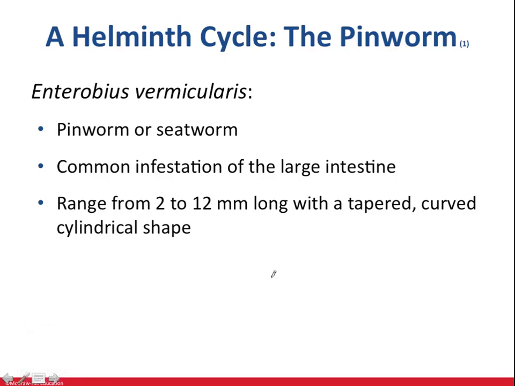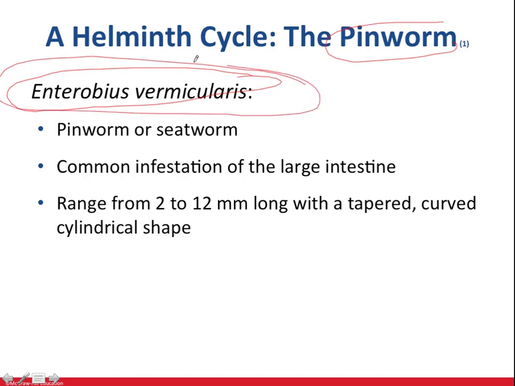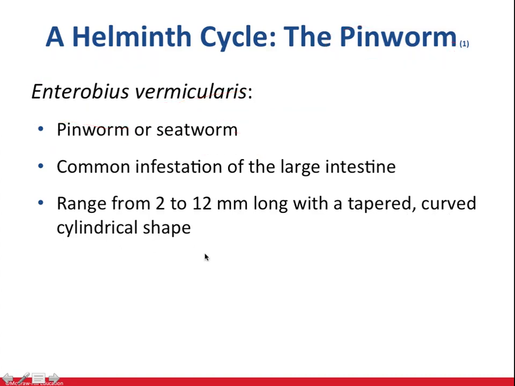Let me introduce another important helminth, the pinworm. One type of pinworm is Enterobius vermicularis. This is very common in children, and it is called a pinworm or seatworm. These worms infect the large intestine, such as the colon. They are 2 to 12 millimeters long, so we can actually see this worm with our naked eyes. It has a tapered, cylindrical shape.